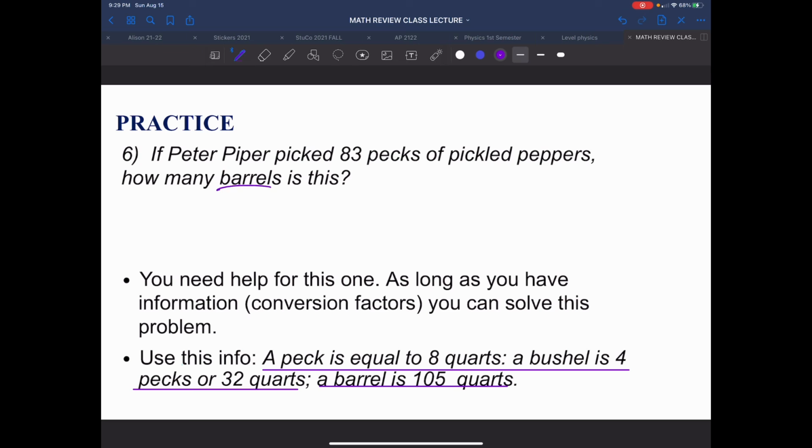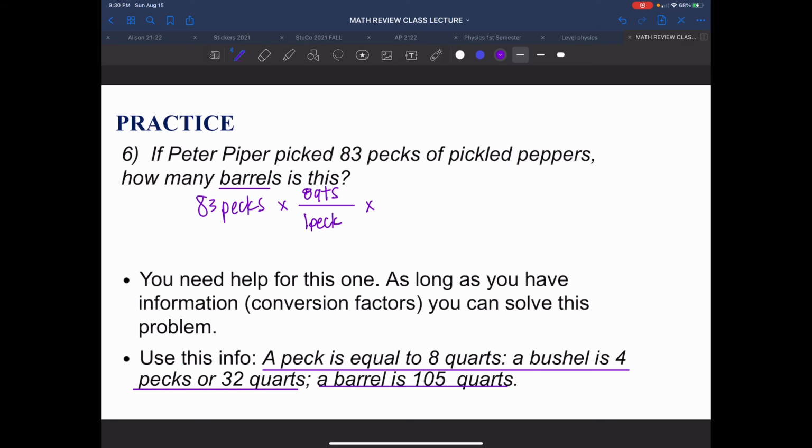Okay, so we can figure out barrels pretty easy. All right, we're going to start with 83 pecks. Okay, where do we go next? 1 peck is 8 quarts. And then, or you could do 4 pecks is a bushel, but that's not going to help you get anywhere because we're not asked about bushels. Down here we're asked about barrels.